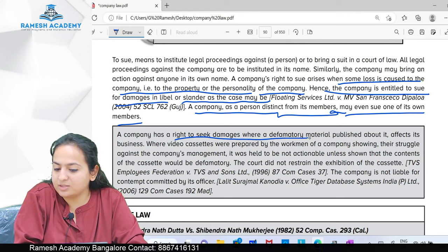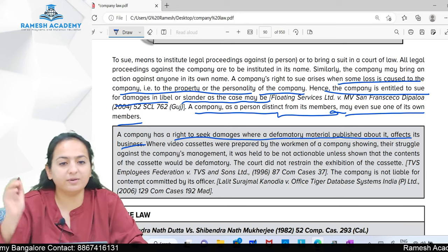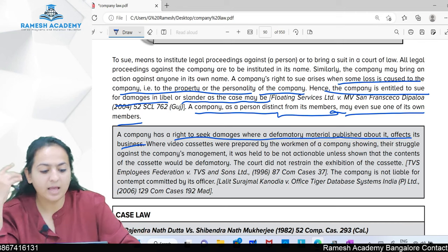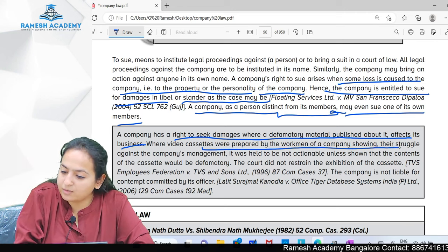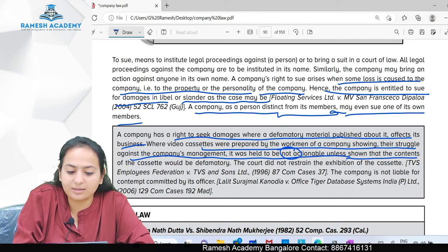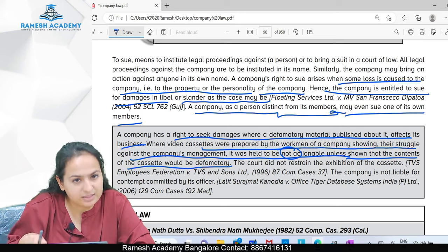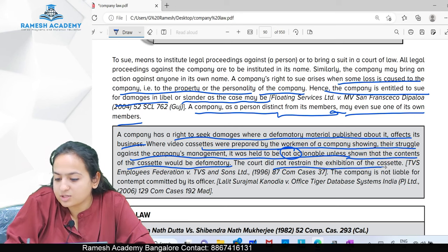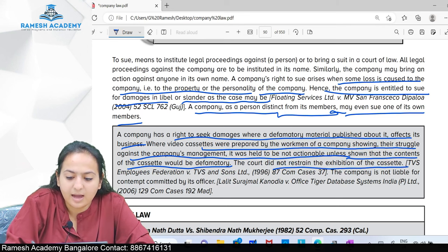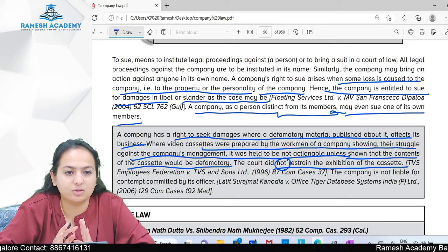A company has a right to seek damages when defamatory material published about it affects its business. Suppose defamatory material, any wrong information, is published about it, then also it can sue. Where video cassettes were prepared by the workmen of a company showing the struggle against the company's management, it was held it is not actionable unless shown that the contents of the cassette would be defamatory, meaning it is affecting the reputation. The court did not restrain the exhibition of the cassette. So in this particular case, a cassette was floated against the company by its workers. The court held that this is not defamatory, so it can be exhibited.